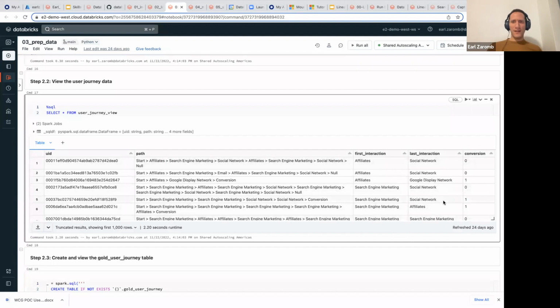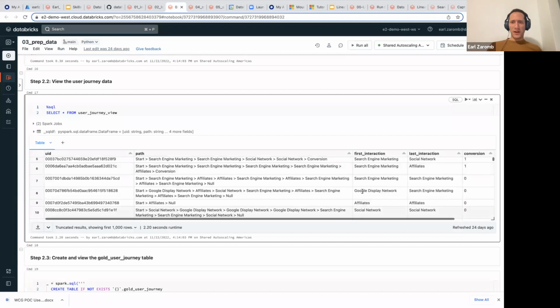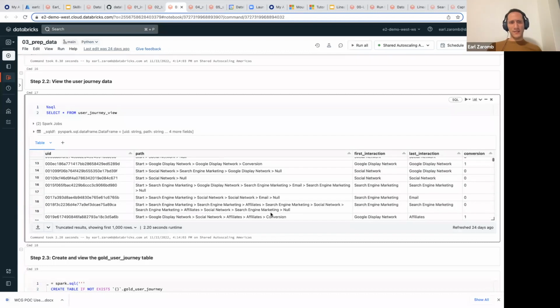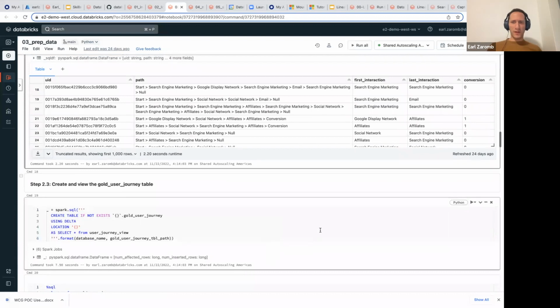The last interaction, on the other hand, is the one people feel really helped convince them. So there's this idea that you want to look at both of them, or sometimes give more credit to the first or the last. And so we're parsing that out so that we can do some analysis on that later on.